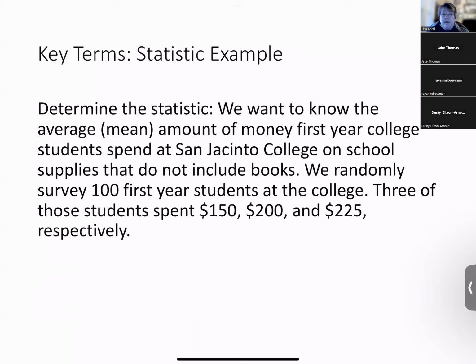So what's your statistic? So the parameter is the average of all the students. What's the statistic you're going to calculate? How much was spent by whom? By those 100 first-year students? There you go. So if we calculate the average of our sample, the 100 first-year students, then we would be calculating a statistic.